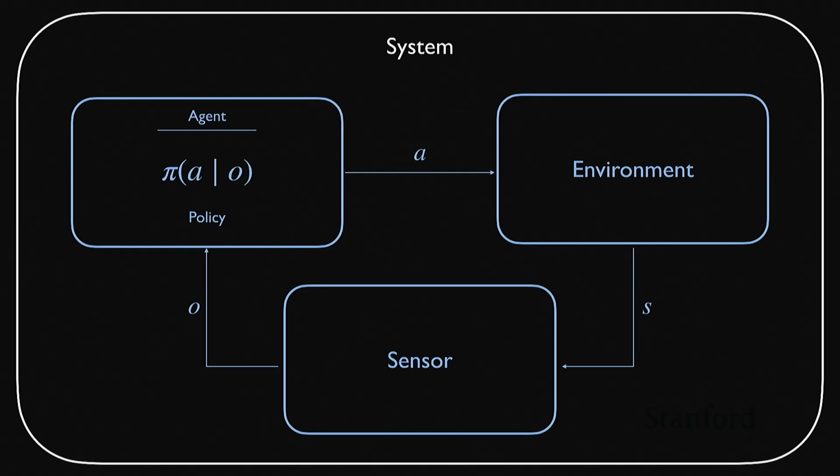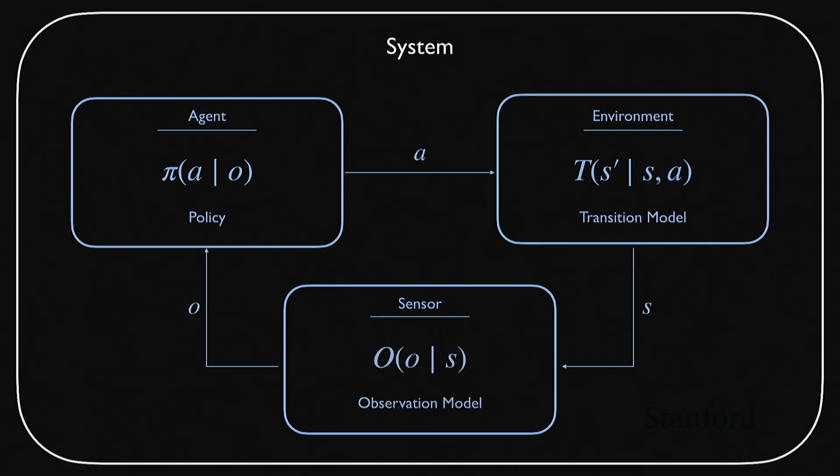Once the agent has picked an action, it goes over to what we call the transition model, which tells us, given the current state we're in and the current action that we take, what is the probability of transitioning to state S prime? And then that new state gets observed by a sensor, which tells us, given that we're in state S, what is the probability that we end up with observation O?